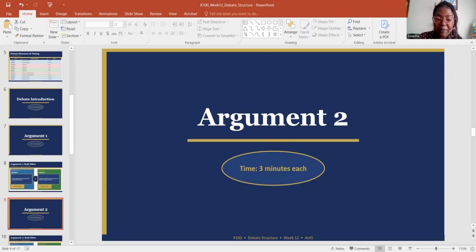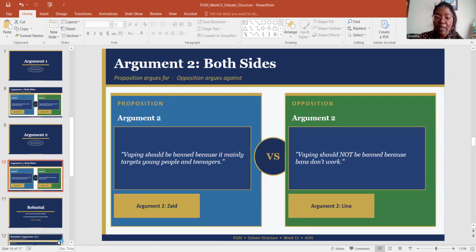The same thing with argument 2, which is paragraph 2, if you remember that, right? Then you have: vaping should be banned because it mainly targets young people and teenagers. Then the opposition will say vaping should not be banned because bans don't work. All right. So again, you introduce both. What do you go through? Point, evidence, explain, link. Both of you.